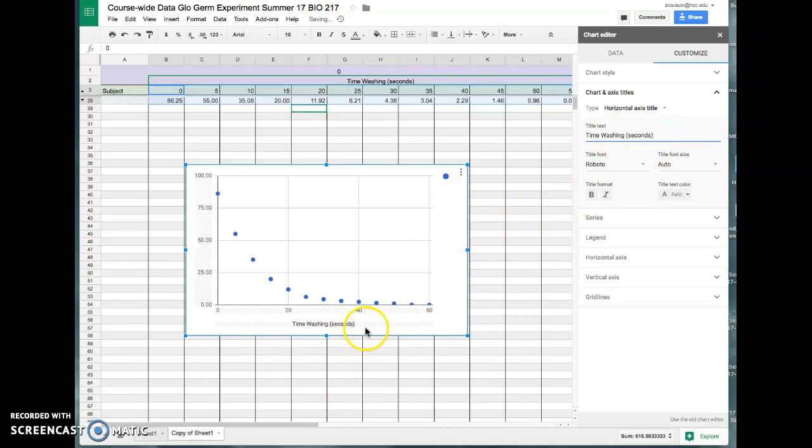You always need to have units. If you don't have units, you have no idea. Was this person washing their hands for 60 hours? Or was it 60 seconds or 60 minutes? Okay. So that is done.